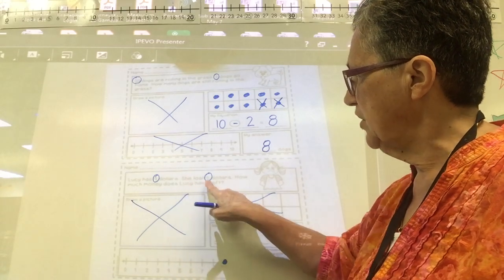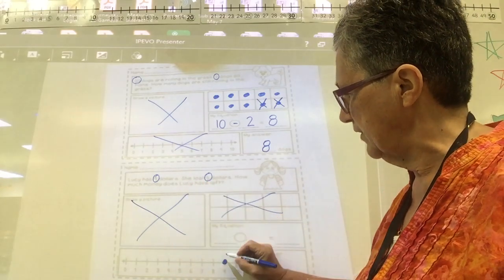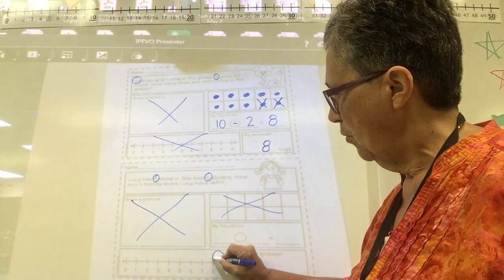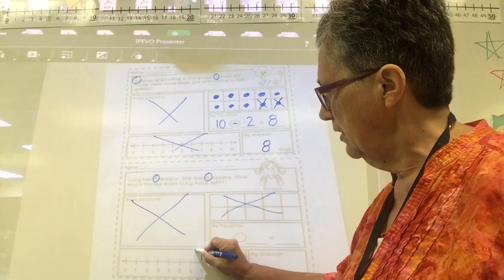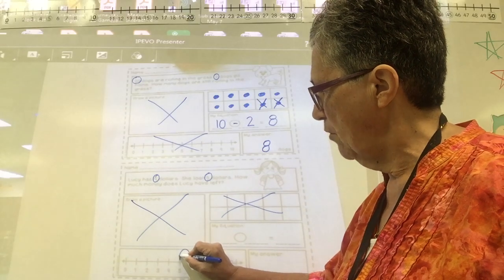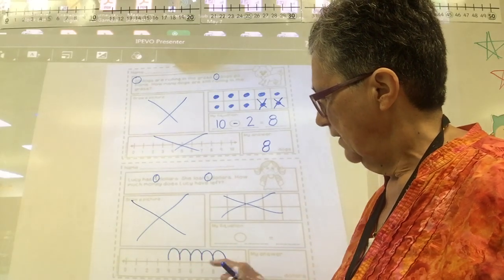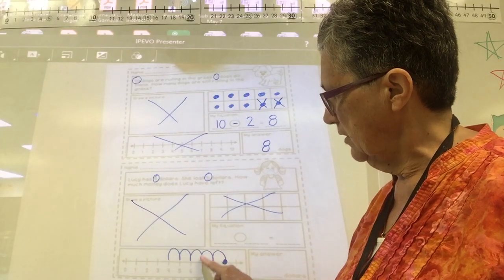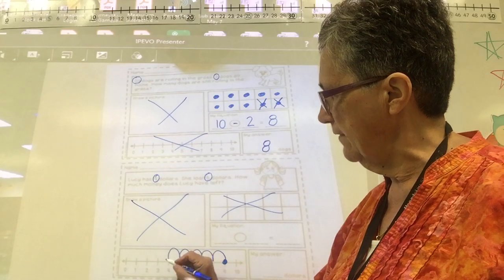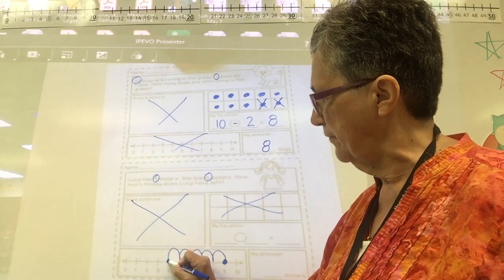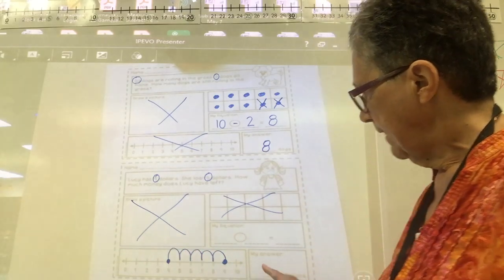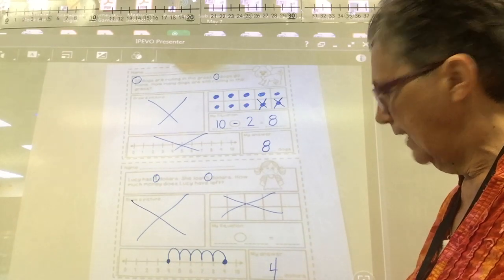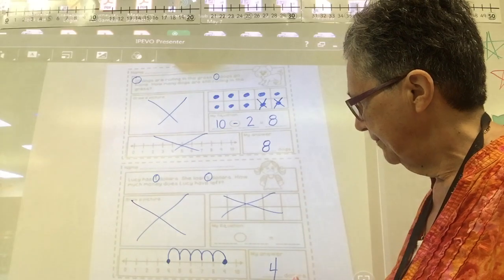So, how much did she lose? $5. And we have to hop before we count. Ready? 1, 2, 3, 4, 5. She lost $5. 1, 2, 3, 4, 5. And now we're on the number 4. So here's my answer. 4. And they wrote dollars for you.